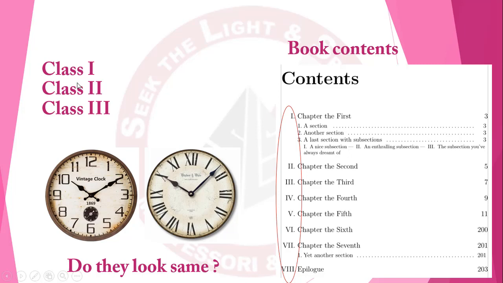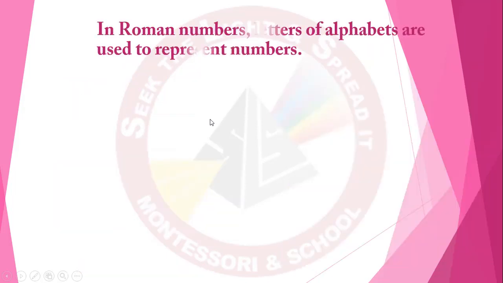As you have seen them outside your classes, you must know that this is class 1. Whenever you see this, you immediately get to know that this is class 2, and when you see this outside the class, you know it is class 3, which is your class. Okay, now let's learn more about the Roman numbers.